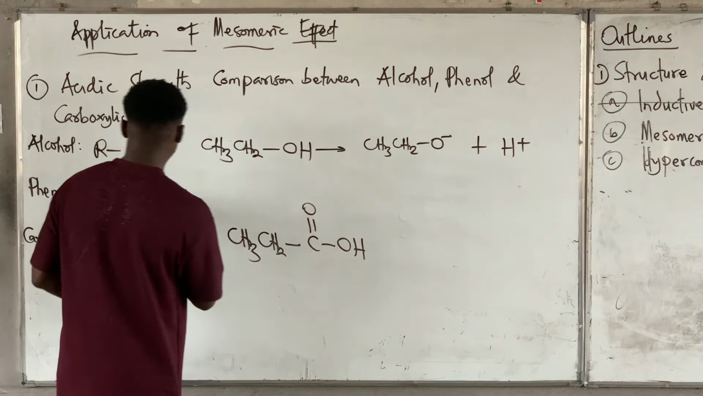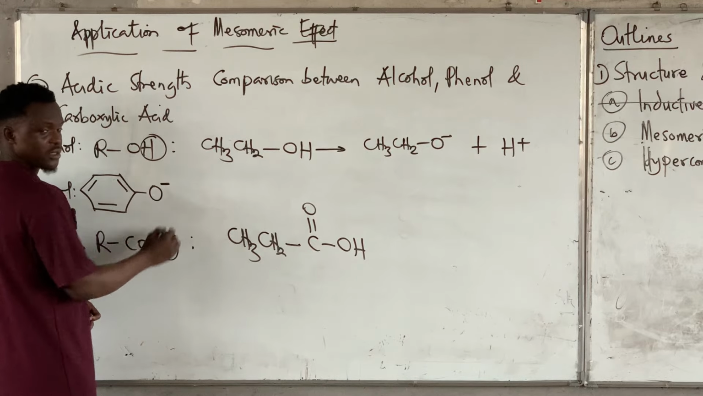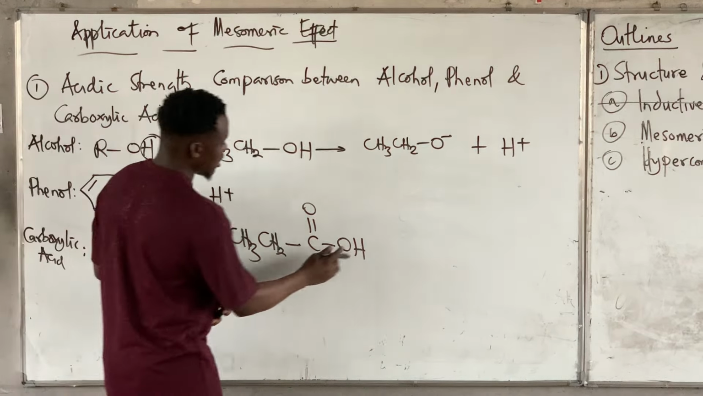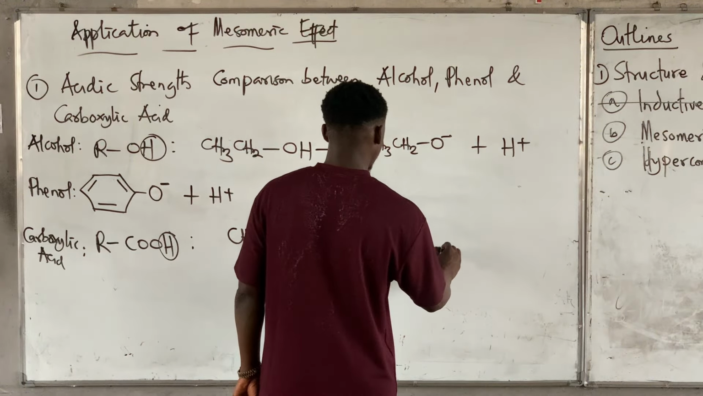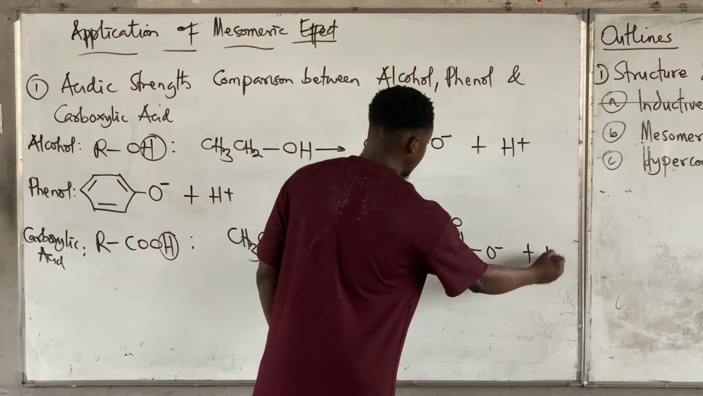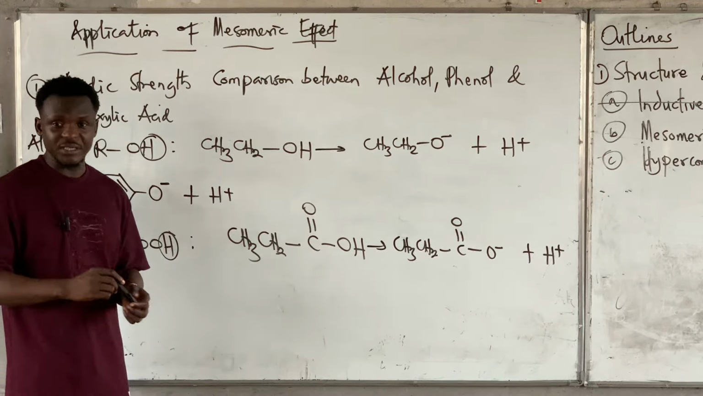If phenol should give out hydrogen, here becomes what? Minus plus H plus. If this guy should give out hydrogen, this becomes CH3, CH2C double bond O, O minus plus H. But listen, after this explanation, I'm going to give us the reasons.